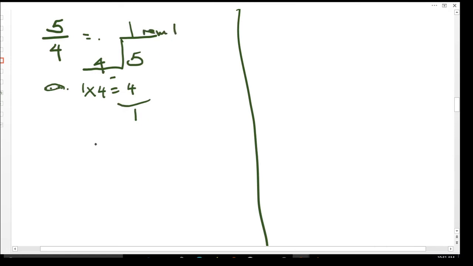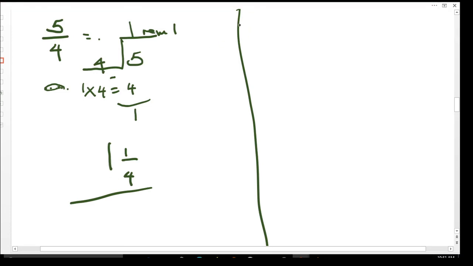Then our mixed fraction is going to be 1 as the whole number. Then this remainder here is going to give us the numerator, a 1 out of what was the denominator, a 4. So our mixed fraction is 1 whole number, 1 out of 4. So this is a whole number and a proper fraction.